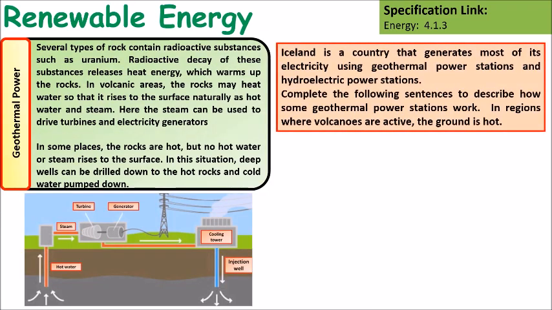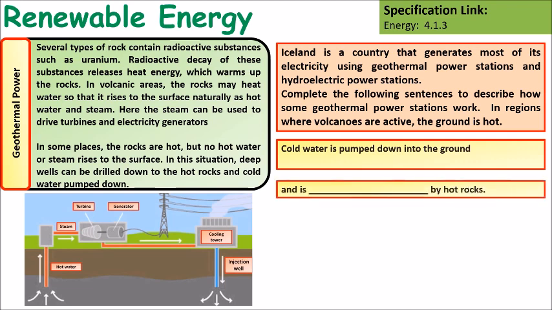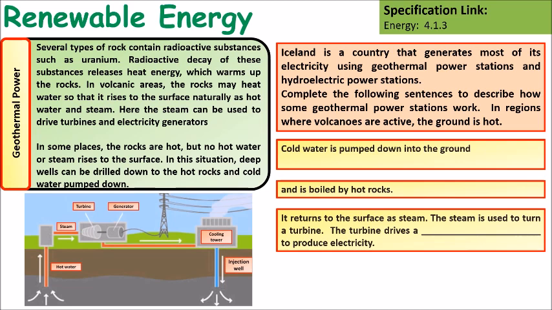Iceland is a country that generates most of its electricity using geothermal power sources. Complete the following sentences to describe how some geothermal power stations work. So, cold water is pumped down into the ground. So cold water is pumped down and is heated by the rocks and is boiled by the rocks. It returns to the surface as steam.